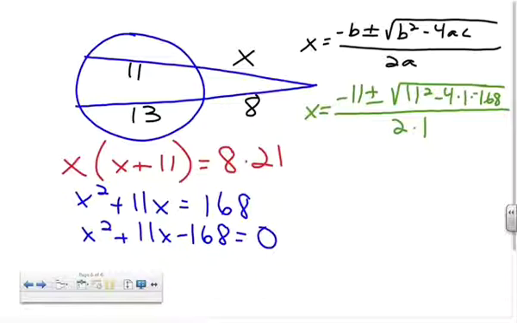So we plugged in, now we just simplify. I have negative 11 plus or minus the square root of 121 plus, do you see why it's plus? And negative 4 times negative 168. Negative times negative, remember, is a positive. I'm sorry? Good.